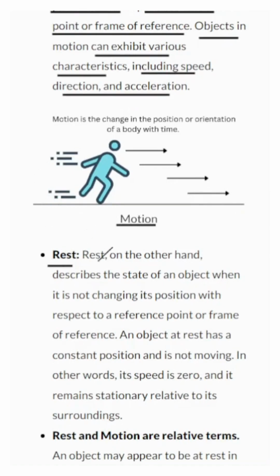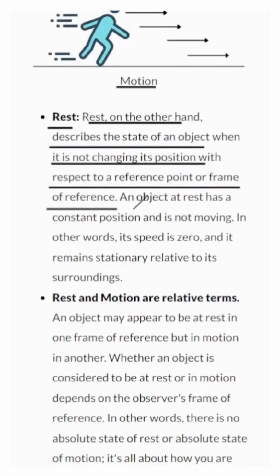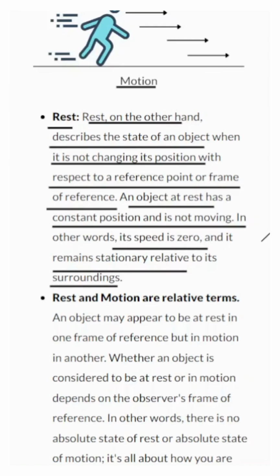Rest. Rest describes the state of an object when it's not changing its position concerning a reference point or frame of reference. In simpler terms, when an object is at rest, it's like a statue, it's not going anywhere. In other words, its speed is zero, and it remains stationary relative to its surroundings.